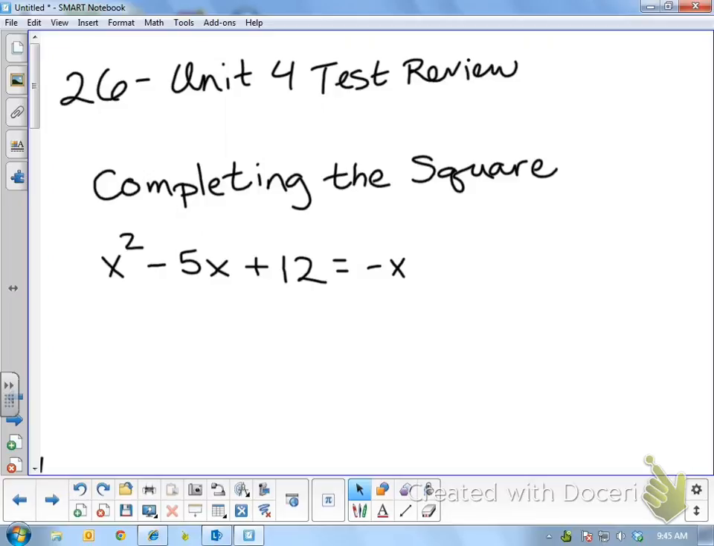The main portion of this test is knowing the 5 different ways to solve a quadratic. We can solve by graphing. We can solve by taking square roots. We can solve by factoring. We can solve by completing the square. And we can solve by quadratic formula.